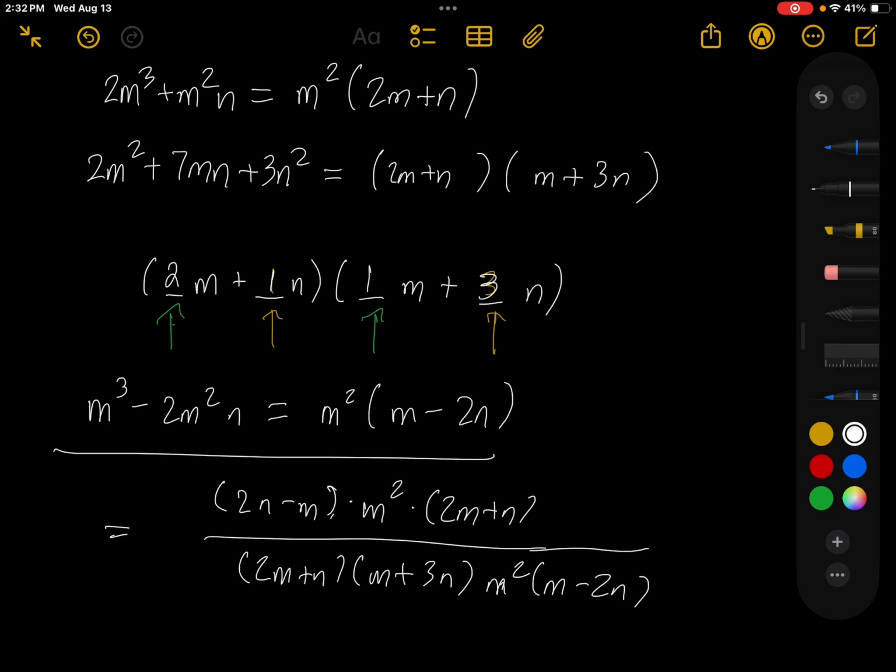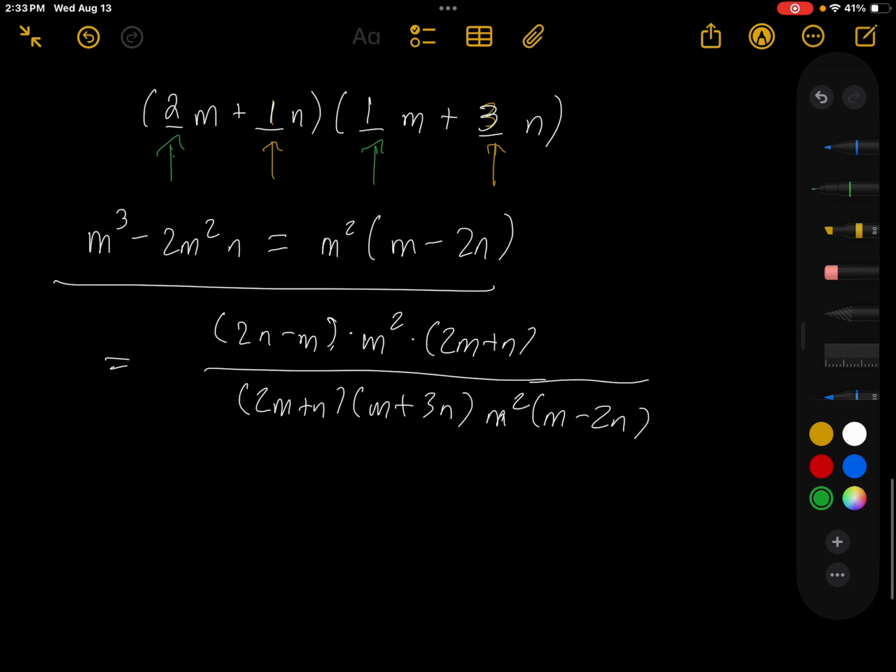So again, we're going to see if we can cancel. Again, we've written something where it's all just multiplying, right? I have a 2n minus m times m squared times 2m plus n. And on the bottom, I just have a product of terms. So we can try to cancel. Now this 2n minus m, this one's a bit tricky because I don't see a 2n minus m on the bottom. We'll come back to that.